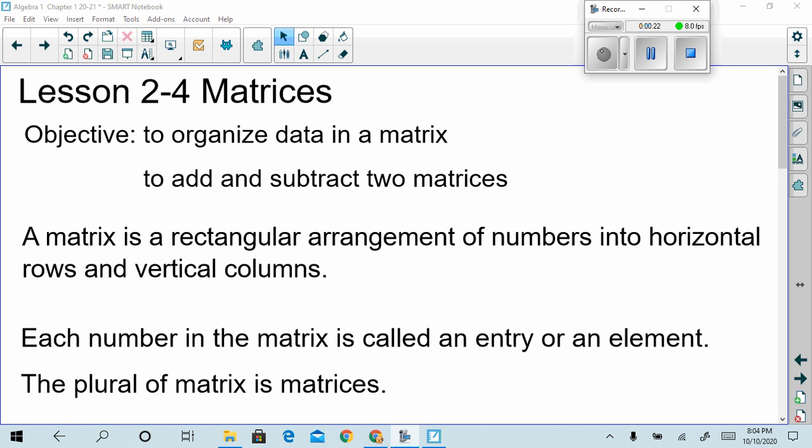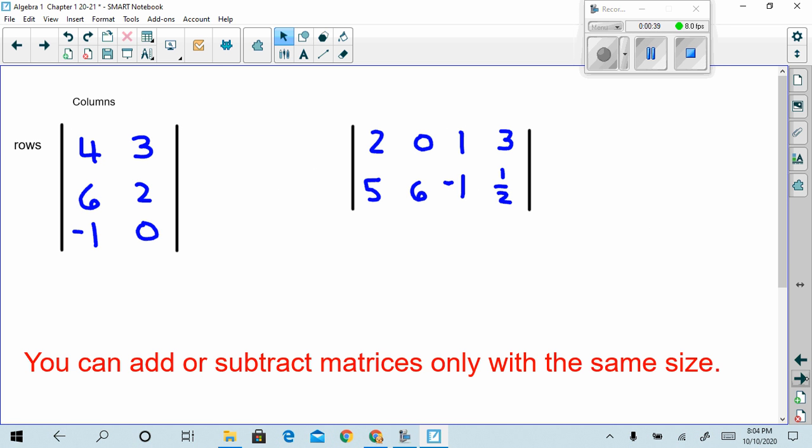It's a rectangular arrangement of numbers into this group of horizontal rows and vertical columns. Each number in the matrix is called either an entry or an element, and the plural of matrix is matrices. Let's take a look at one.